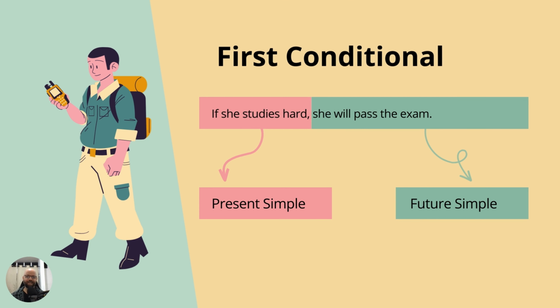Here's another example. If she studies hard, she will pass the exam. The conditionals are made up of 2 clauses. The first clause is the condition or situation, and the second clause is the result.